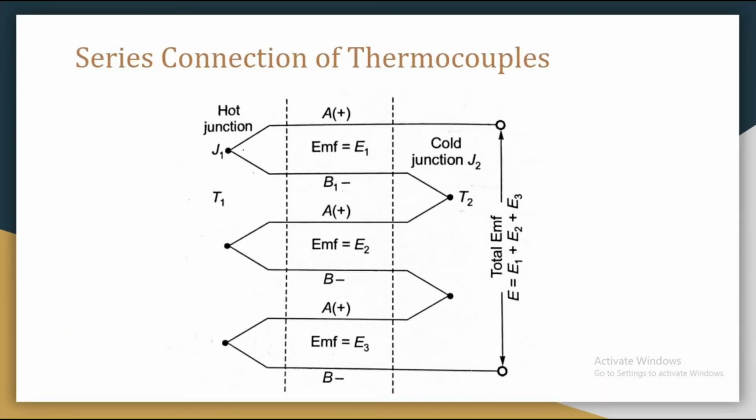Now this is basically the series connection of thermocouples. This is a thermocouple. The EMF between these two metals is E1, the next EMF is E2, the next EMF is E3. Now if we connect all the thermocouples in series, then the effective EMF will be the summation of all the individual EMFs, like E equals E1 plus E2 plus E3, right? If we add more thermocouples, it will go on like E1 plus E2 plus E3 plus dot dot dot En.